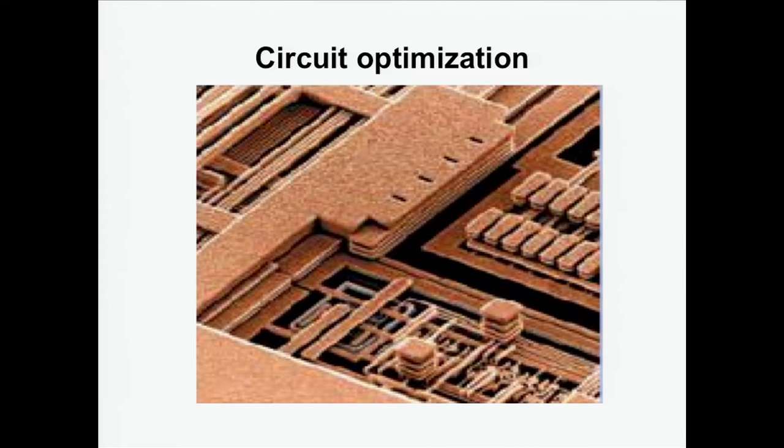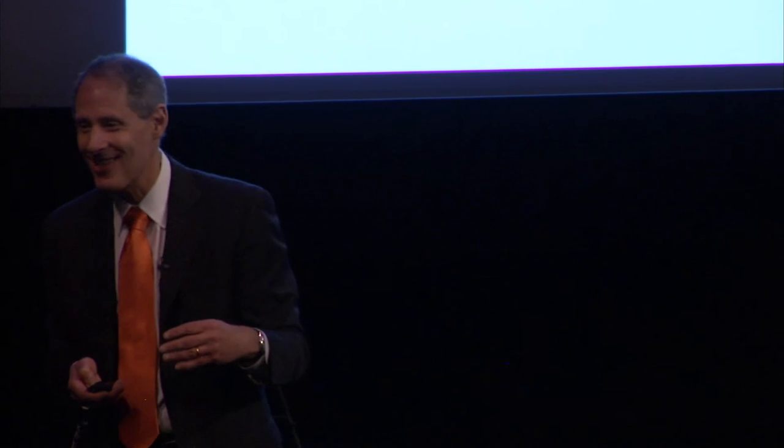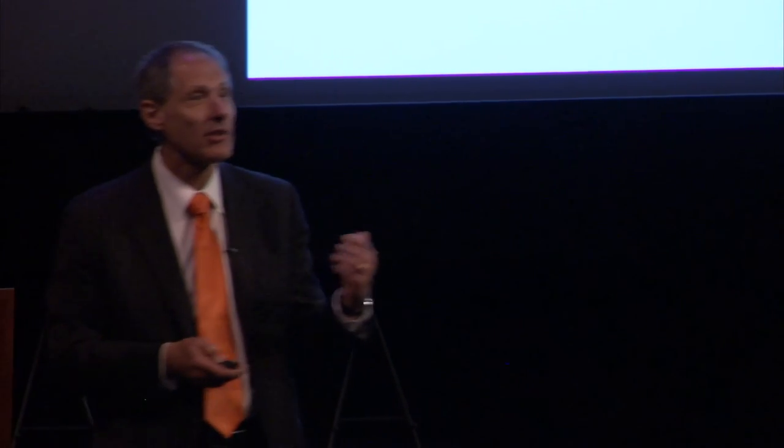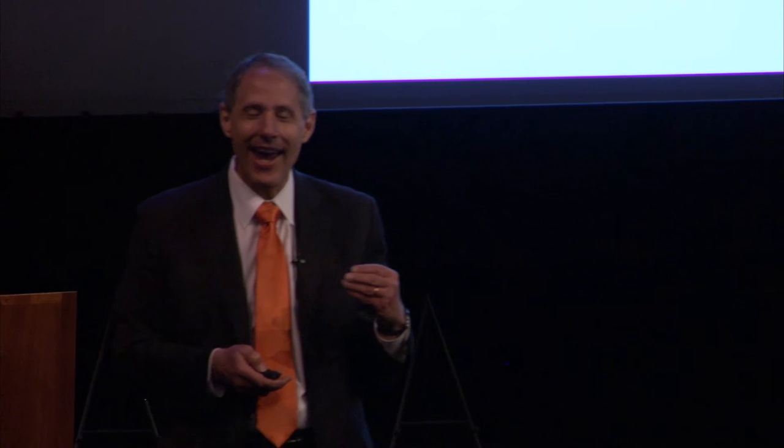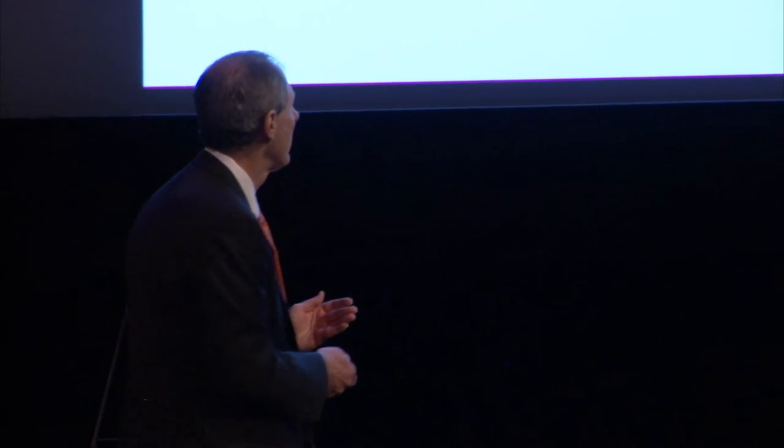Okay? So another hard problem like this is circuit optimization. You know, and this is just the 50th anniversary of Moore's Law. It was a celebration up in San Francisco earlier this week. The number of transistors on a chip is doubling every couple of years. And how do you wire them together in the most efficient way? Think of all the possibilities that you could have in that fashion. It's a hard problem that you have to solve.